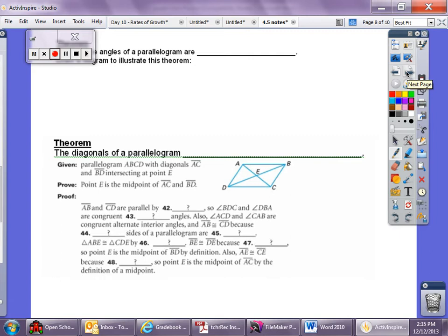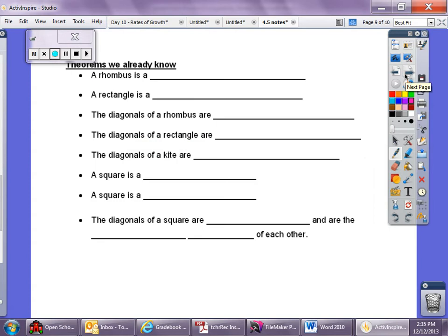On the back, the first one, consecutive angles of a parallelogram are 180 degrees. I want you to come up with an illustration for this, and we're going to go over that tomorrow. With this theorem, the diagonals of a parallelogram blank. Alright, look at the proof here and figure all that out. So going through, it gives you all the steps. You just have to fill in the blanks. We'll go over these answers tomorrow, and then we can quickly go through these.